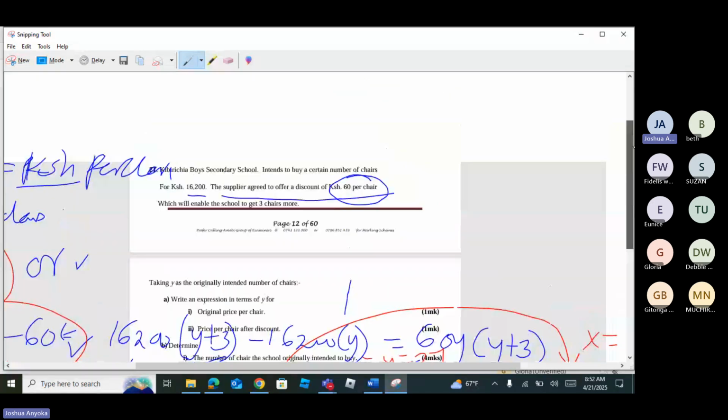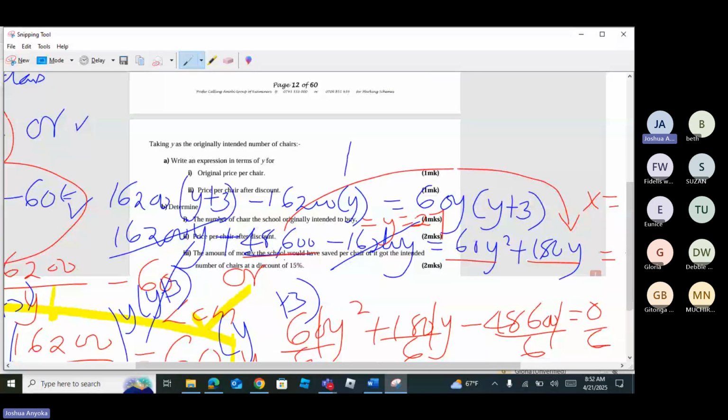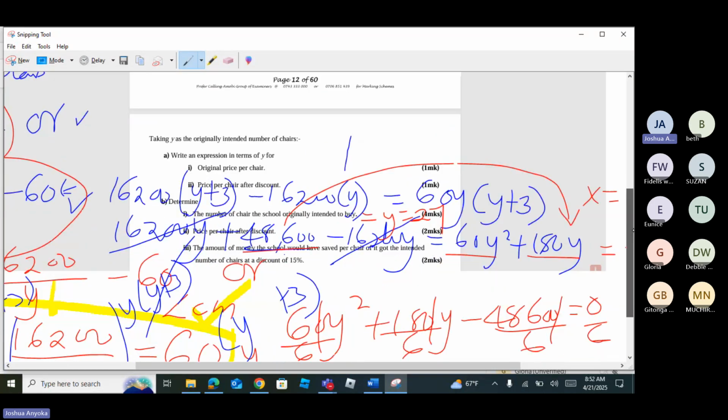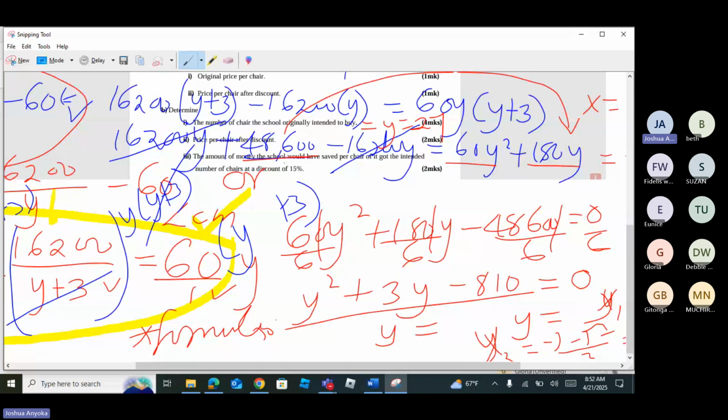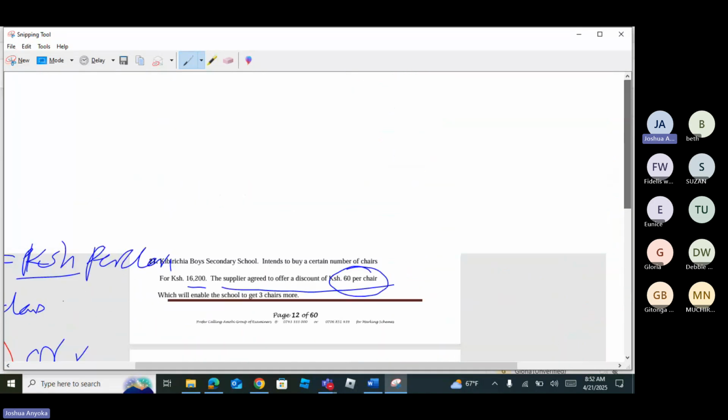Hope we are following. That is the original number of chairs. We have formed the equation and solved it, and the value of y is 27. So we have y as 27 or y as -30.